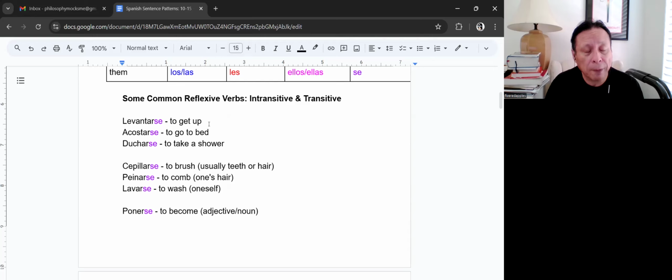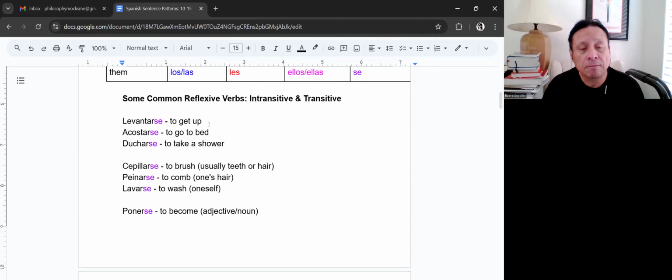Peinarse is to comb, so to comb oneself. Lavarse is to wash or to bathe oneself. And ponerse is to become. It's one meaning of poner. Poner also has to place, to put, but poner can also be to become.